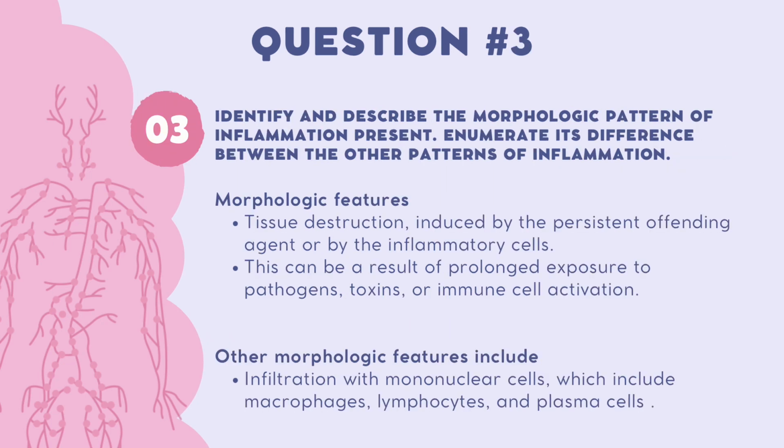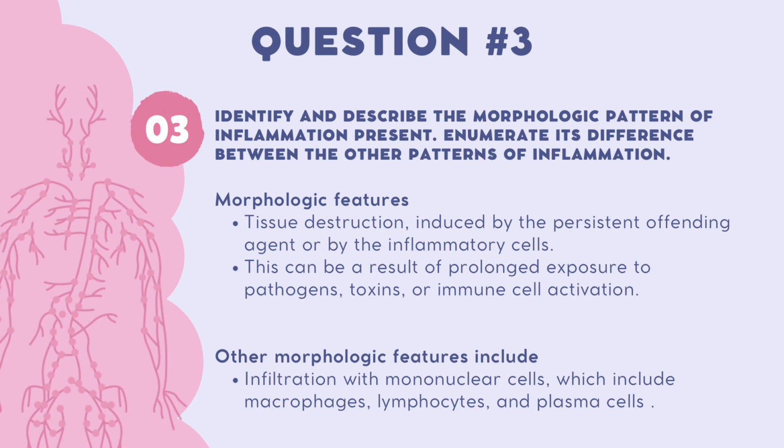For question number 3, identify and describe the morphologic pattern of inflammation present. Enumerate its differences from the other patterns of inflammation. The first one is the morphologic features: tissue destruction induced by the persistent offending agent or by the inflammatory cells. This can be a result of prolonged exposure to pathogens, toxins, or immune cell activation.